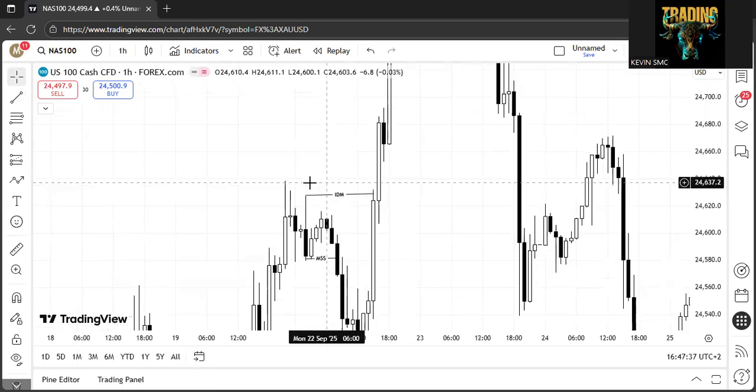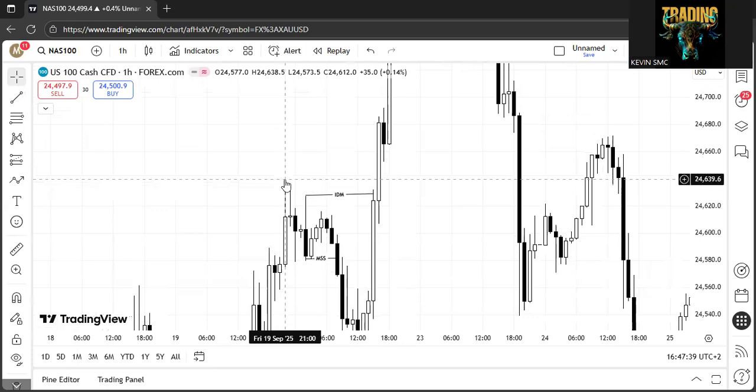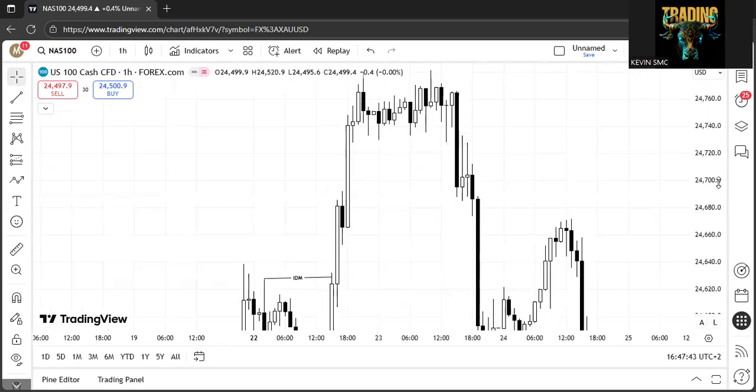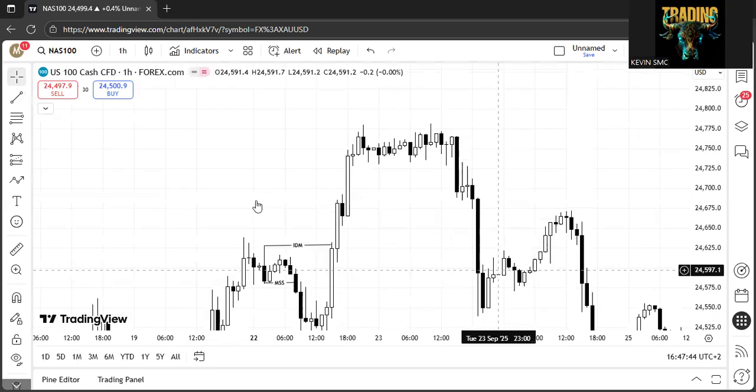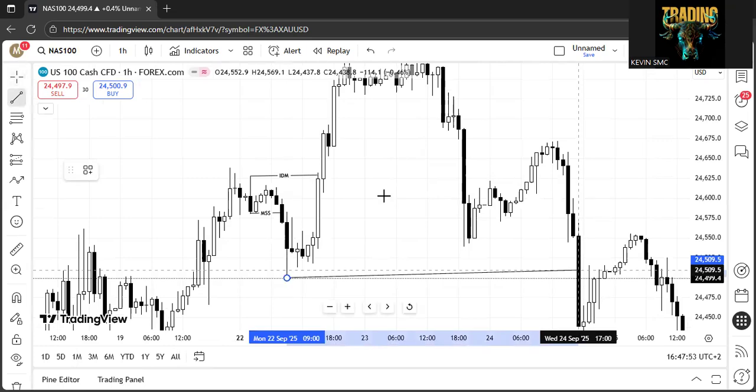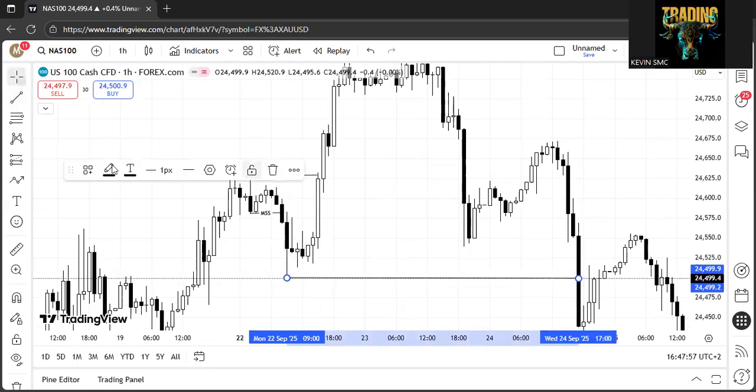Since it's an internal structure, you can go ahead and mark this as a break of structure to the upside. And then it continues like that, but I'm not going to mark it. I'm just going to mark only what's important. So this is our sell side liquidity. Like I said, we're just chasing liquidity at this point.